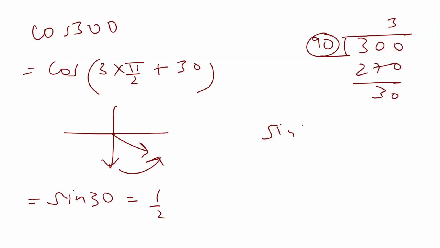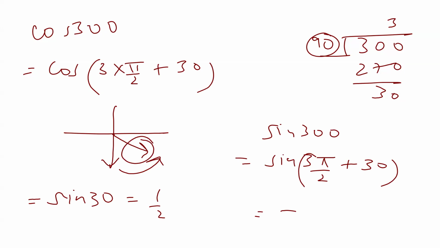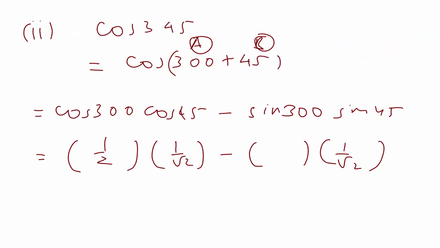Now sine 300. Again, sine 3 pi by 2 plus 30. In the fourth quadrant, sine is negative. 3 pi by 2 is on the y-axis. Sine changes to cos, minus cos 30, minus root 3 by 2. So let's put this value over here. So this will be 1 plus root 3 upon 2 root 2.